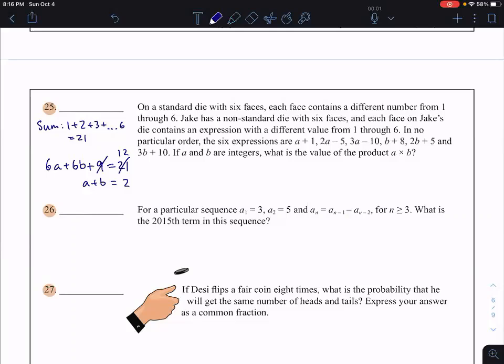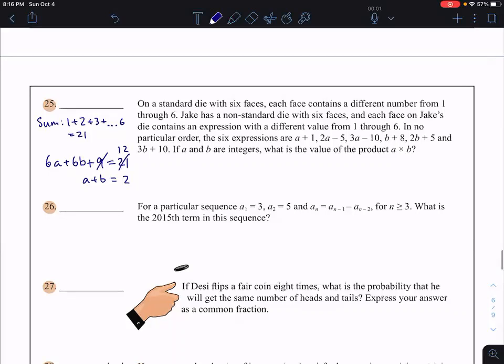Now, looking at the expressions with b, we can see that b has to be negative, since if b is not negative, then none of these are possible. None of these will be between 1 and 6. So now we just have to guess and check, honestly. Actually, we're going to take this equation. It looks a bit complicated. And we're going to find what b can be.